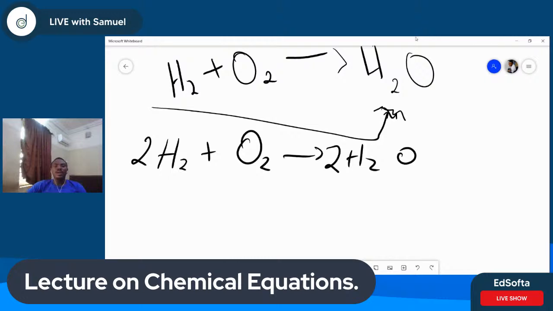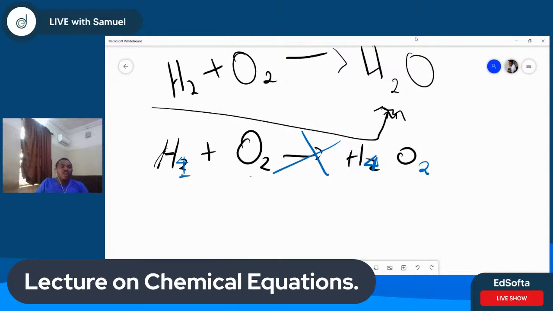But you don't go ahead and change the subscript. You will not add 2 here and change this one to 4. Why change this one to 4? This doesn't work. So that's what that statement means, that you don't change the values here.